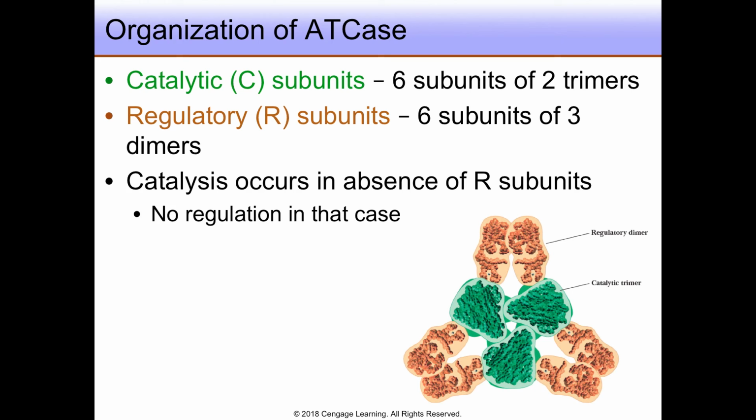Catalysis is dependent on the catalytic subunits but independent of the regulatory subunits. However, without the R subunits, the enzyme loses all allosteric regulation. It is the distinct quaternary structure that relates to the allosteric behavior of this enzyme.